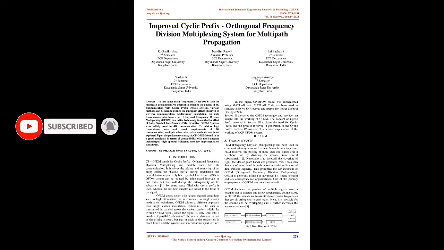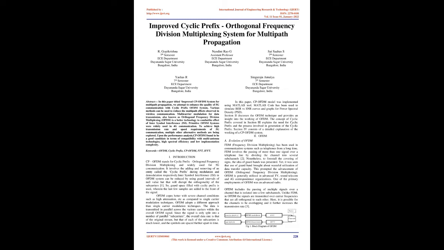Introduction. CP-OFDM stands for Cyclic Prefix Orthogonal Frequency Division Multiplexing and is widely used for 5G communication. It involves the adding and removing of an entity called the cyclic prefix during modulation and demodulation respectively.